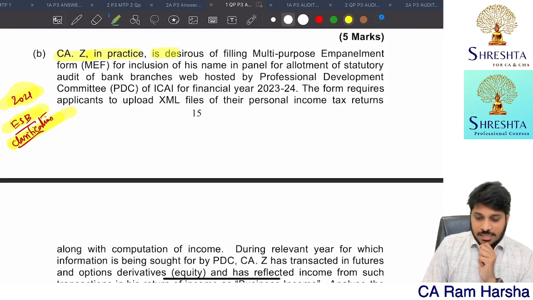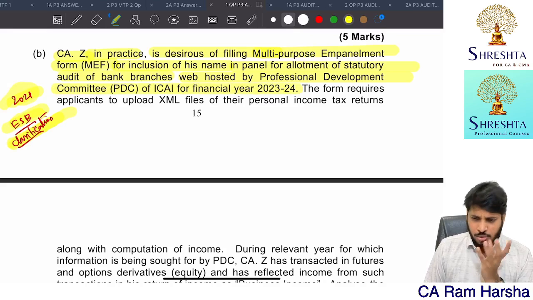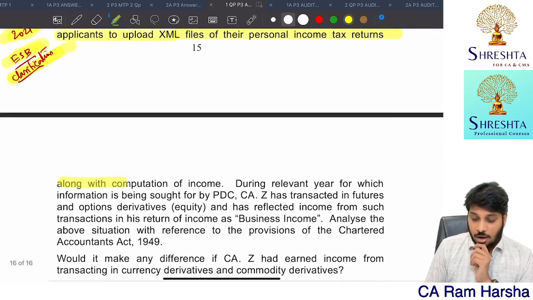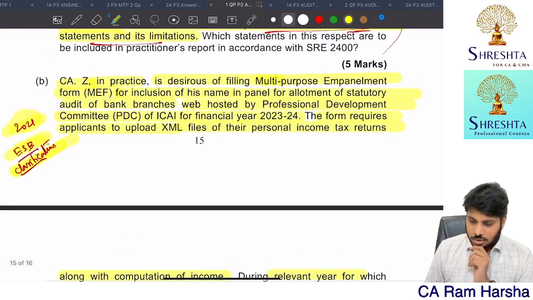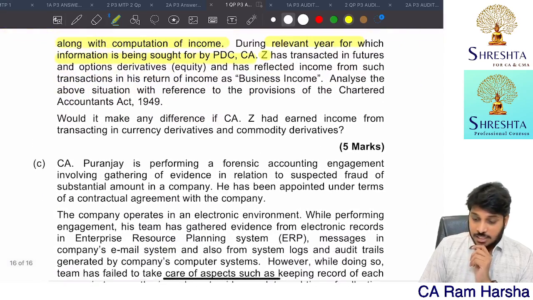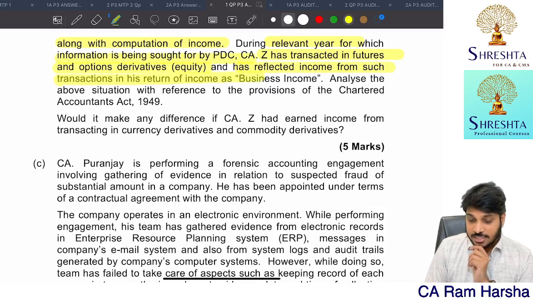A CA in practice is desirous of filling the multi-purpose empanelment form for inclusion of his name in the panel for allotment of stat audit of bank branches, web hosted by the Professional Development Committee of ICAI. The form requires applicants to upload XML files of their personal income tax return along with computation of income for the relevant year. The CA has transacted in futures and options derivatives in equity and has reflected income from such transactions. Okay, he can transact in equity derivatives, currency derivatives, all that he can transact.